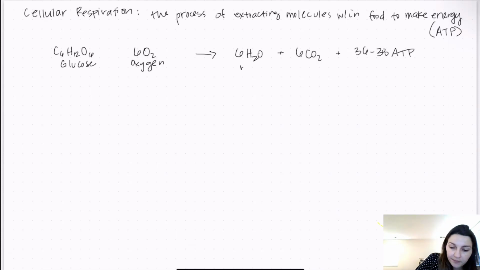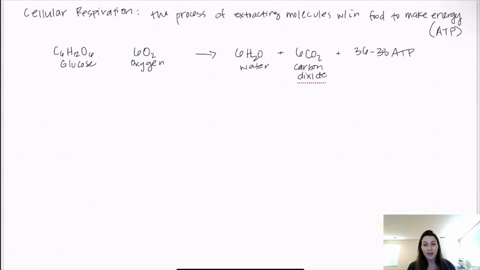So we have water, carbon dioxide. You mostly exhale that carbon dioxide out. I spelled that wrong. Let me fix it. Dioxide. That's better. Carbon dioxide, and then ATP, that's that cellular energy.